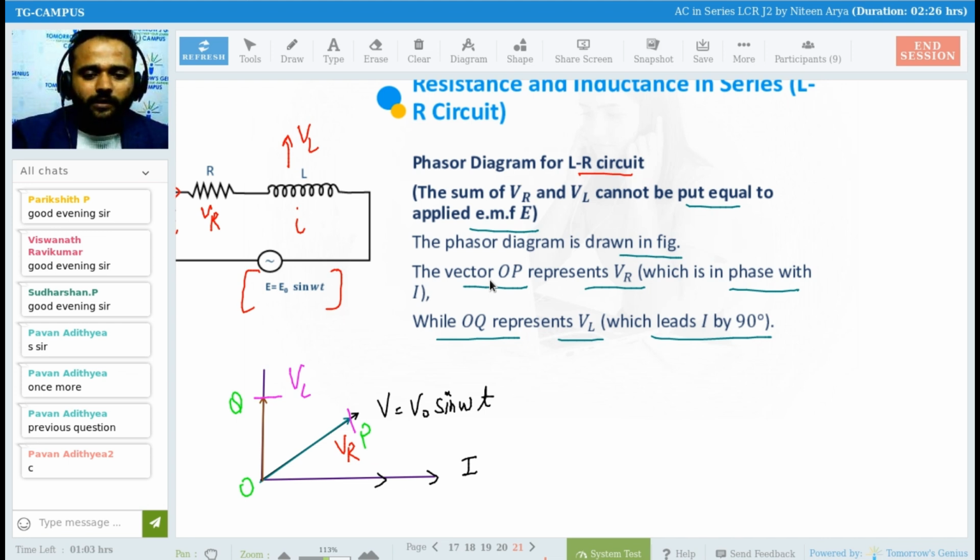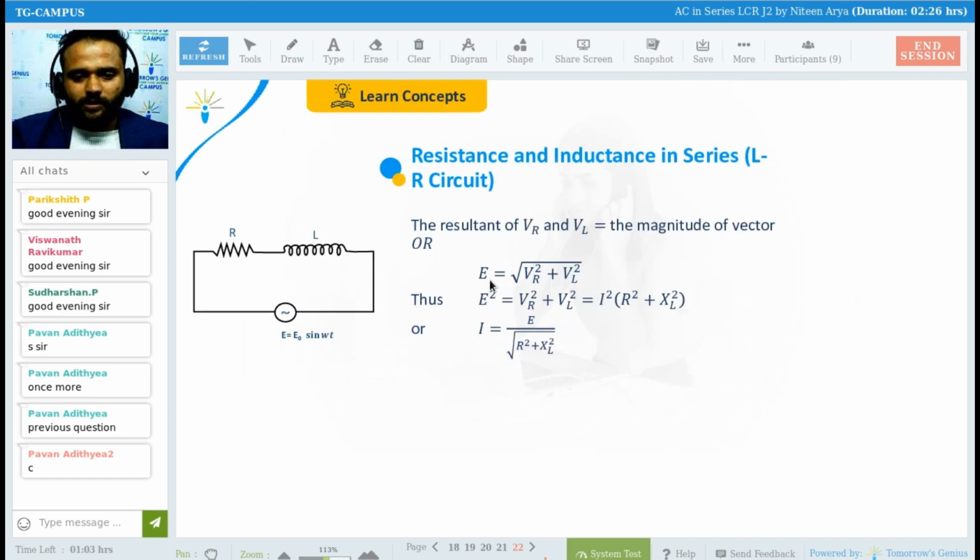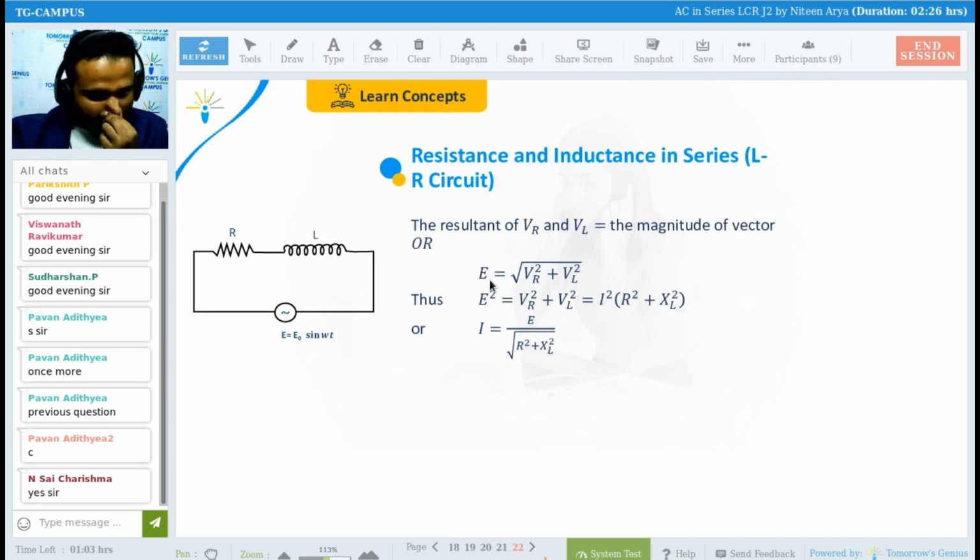Basically, the current is flowing in this direction as I naught sine omega t plus phi. So phi for IR is going to be 0. For IL, what is it going to be? It is going to be 90 degrees. Clear, everyone? So that is the scenario. In this way, the resultant of VR and VL is the magnitude of the OR vector.